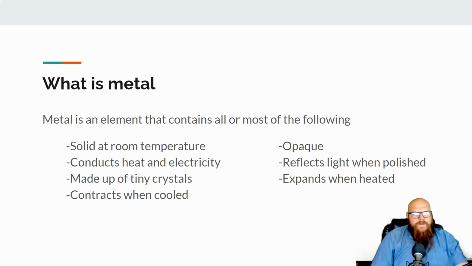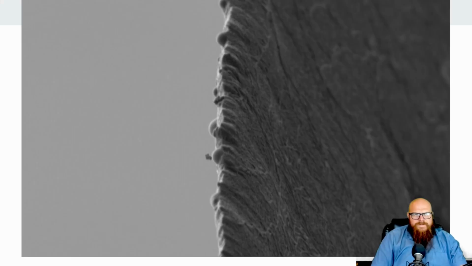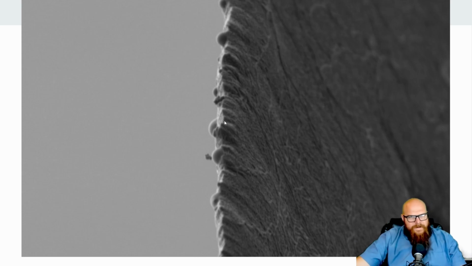And most metals fall into most of these properties. There are some exceptions. So this is kind of a microscopic view of what we see on a piece of metal. Even a metal like this one, from our point of view, is actually going to appear really, really flat. But if you look on this edge right here, it looks very jagged. And that is how metal looks. Even a nice clean cut is going to have jagged edges.